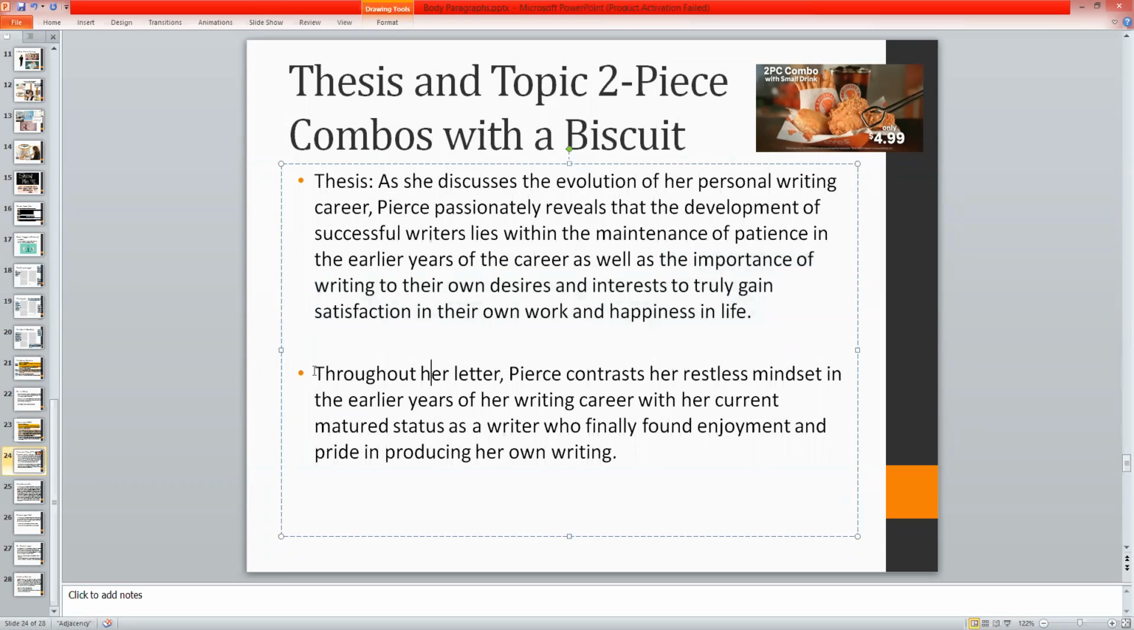In this first part, Julie starts out with, throughout her letter, Pierce contrasts her restless mindset in the earlier years of her writing career with the current mature status of a writer who finally found enjoyment and pride in producing her own writing. Absolutely. So in this case, the contrasting of her restless mindset in earlier years with her current mature status is to show the importance of writing to their own desires and interests.